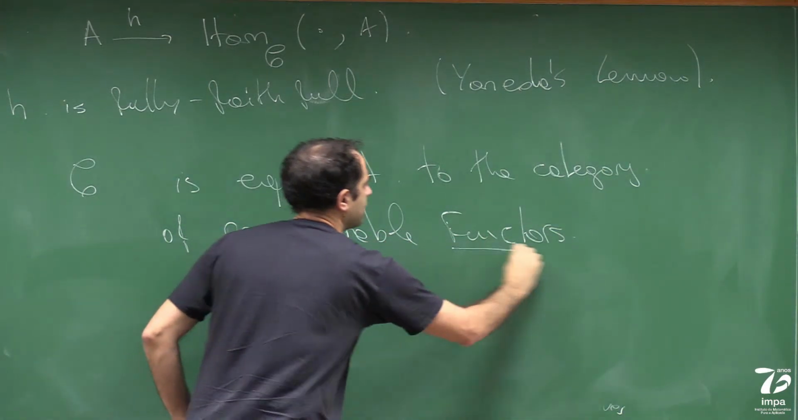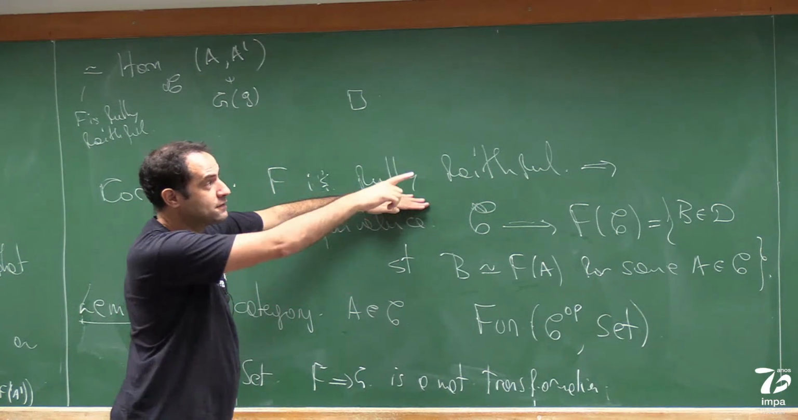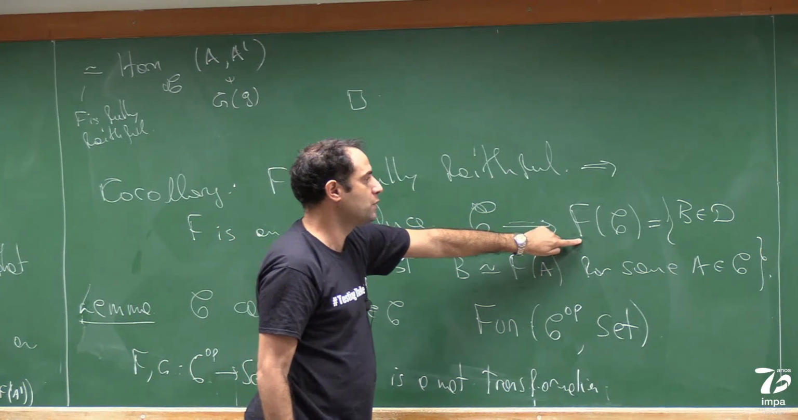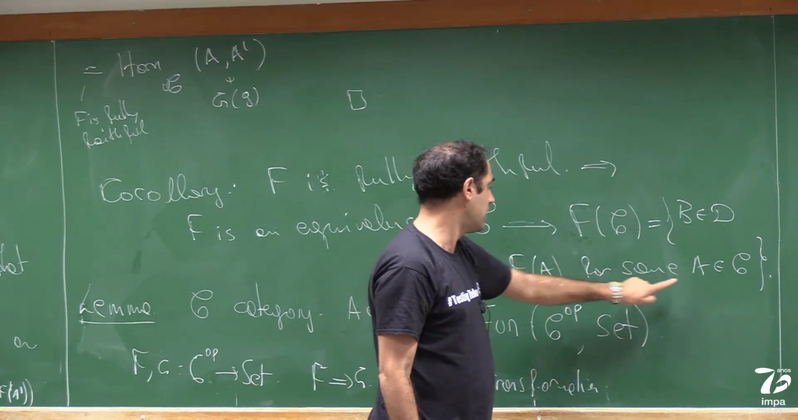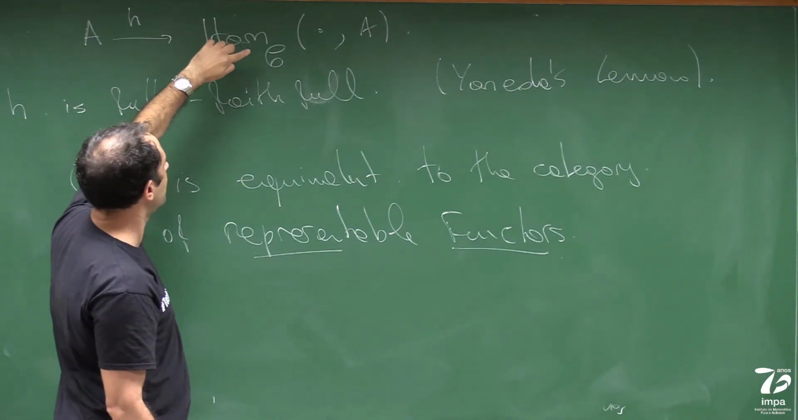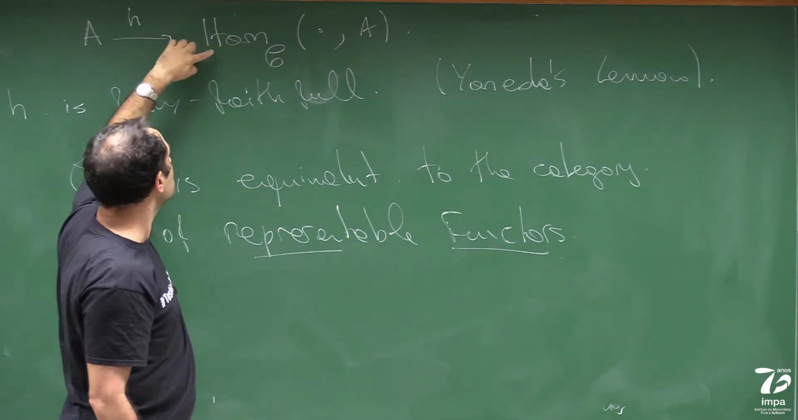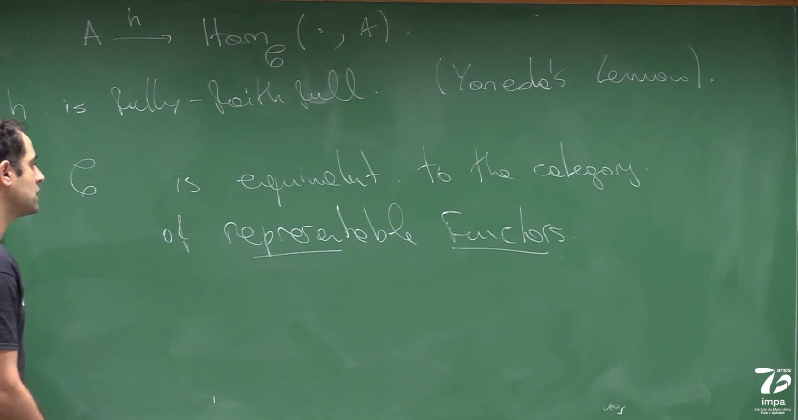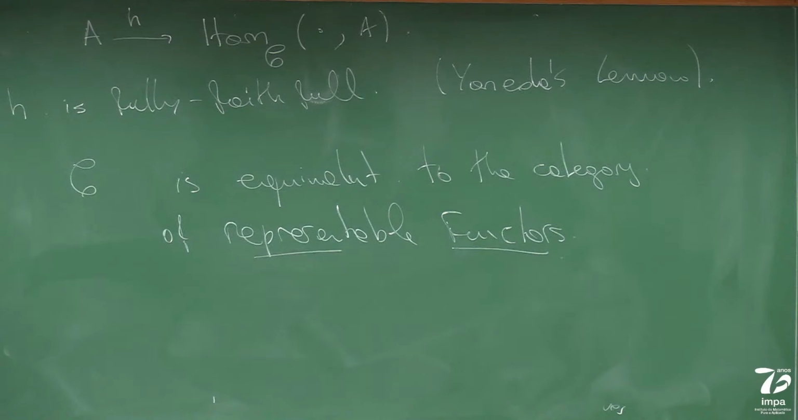So what is a representable functor? Well, by this lemma, if you have a fully faithful functor, which is this functor h, then your category is equivalent to the image of that functor, which consists of all objects in your category D that are isomorphic to some f of A. So what's a representable functor? Such a thing: a contravariant functor from C to sets that is isomorphic to this functor h of A, for some A. So this is a representable functor, and any category is equivalent to the category of representable functors in that category.